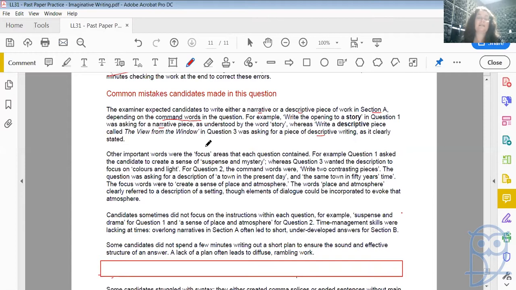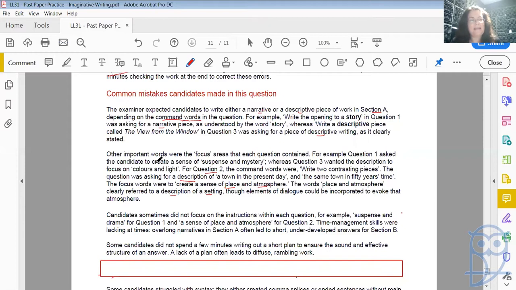Other important words were the focus areas that each question contained. For example, question one asked the candidate to create a sense of suspense and mystery, whereas question three wanted the description to focus on colors and light. For question two, the one that we've looked at, the command words were write two contrasting pieces. The question was asking for a description of a town in the present day and the same town in 50 years' time. The focus words were to create a sense of place and atmosphere. The words place and atmosphere clearly referred to a description of a setting, though elements of dialogue could be incorporated to evoke that atmosphere. So, yes, you can use other devices like dialogue if you want to, but as long as it is adding something to the description.